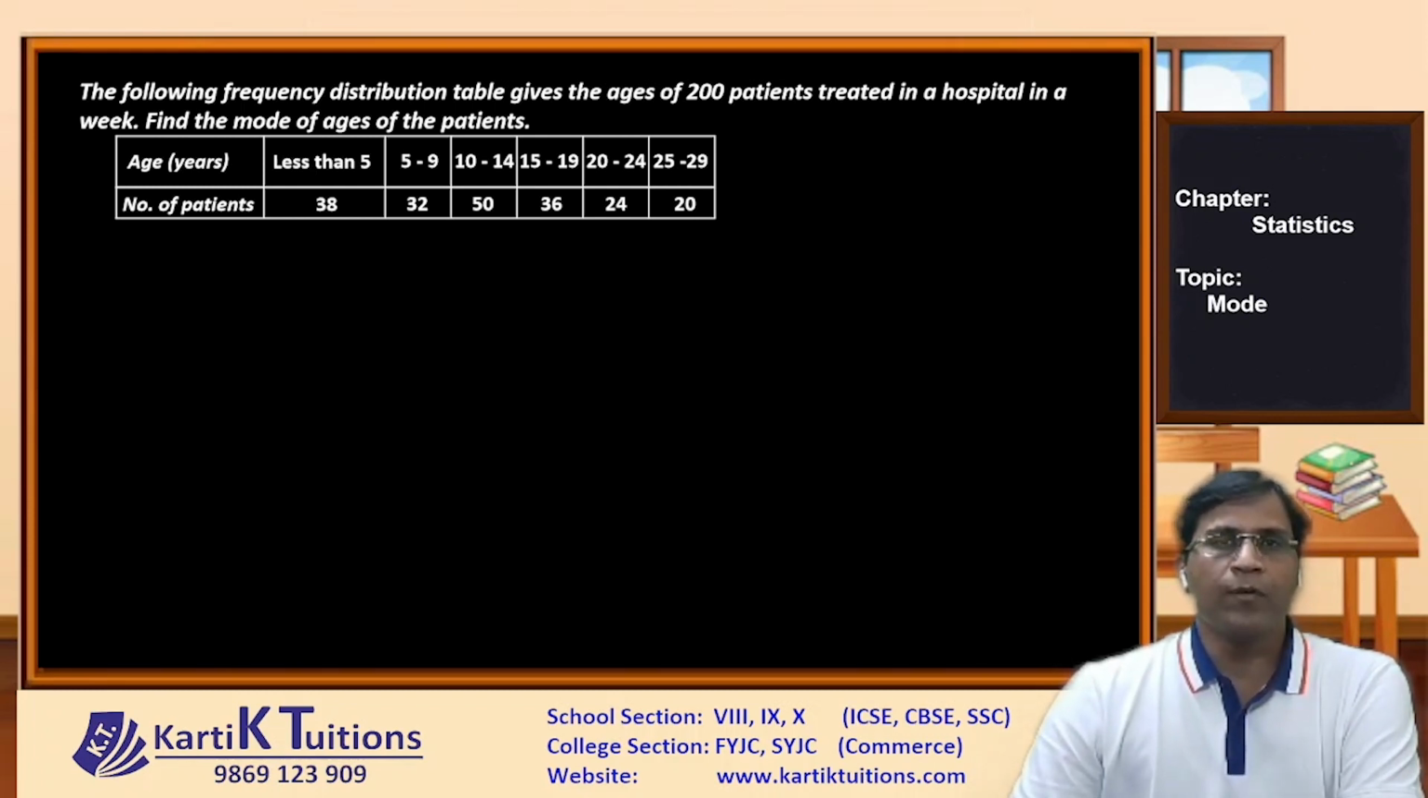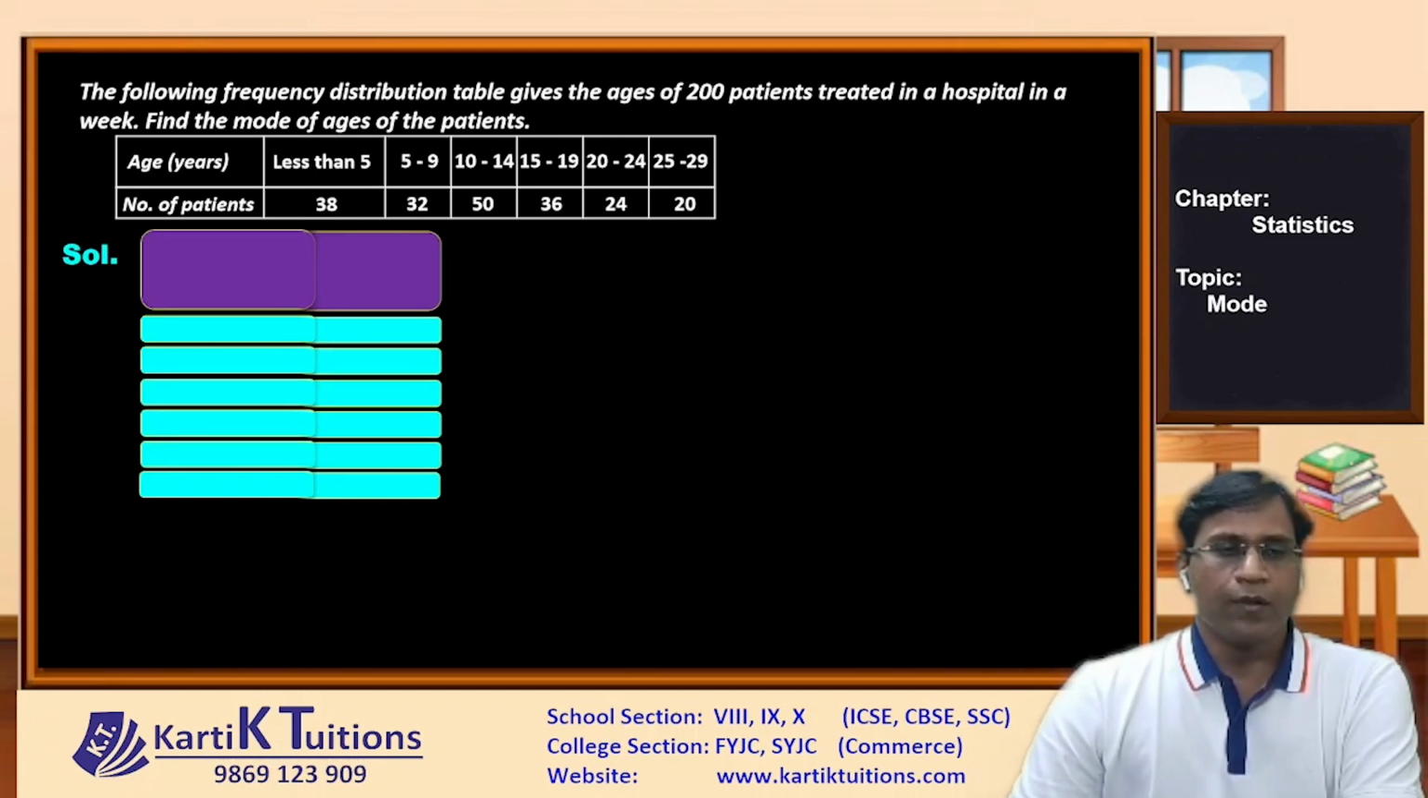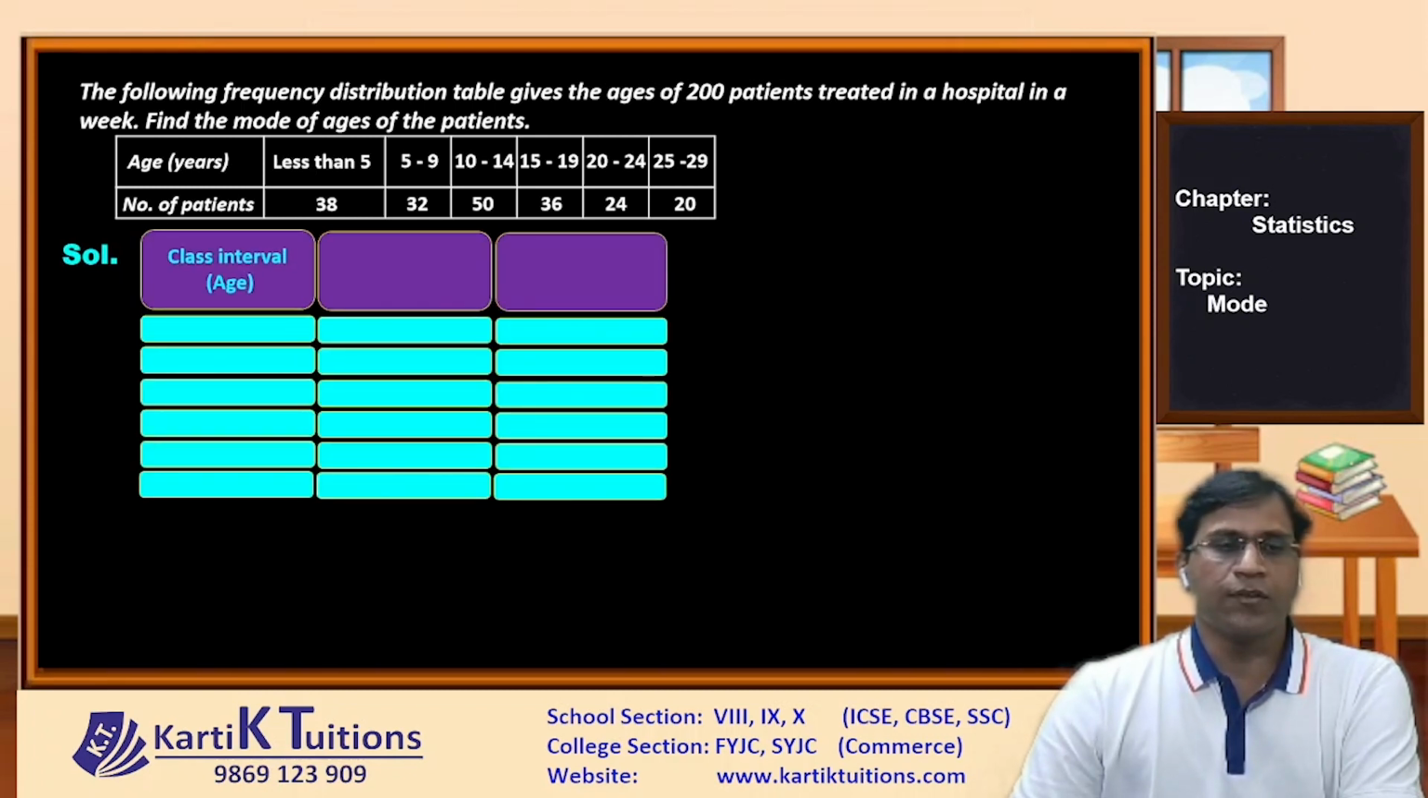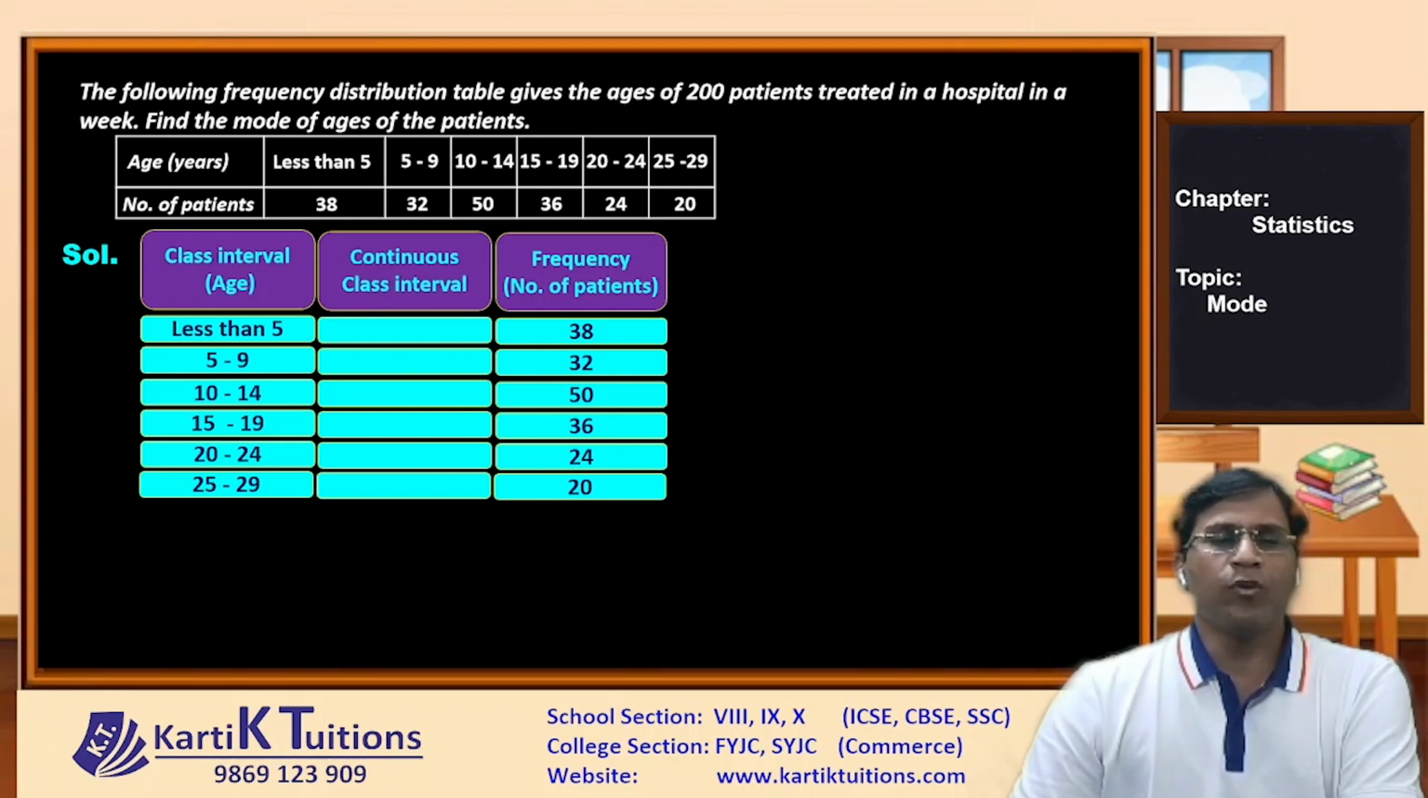So, we'll prepare a table with three columns. The first column is for the ages, that is the data given to us, write it as it is. Then the third column will be the number of patients. Again, write the data given to us. Now our second column is for the continuous classes. But there is a little twist in the story.